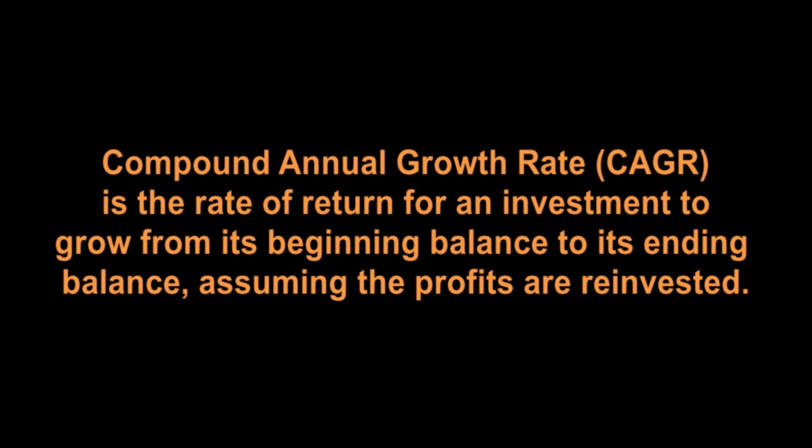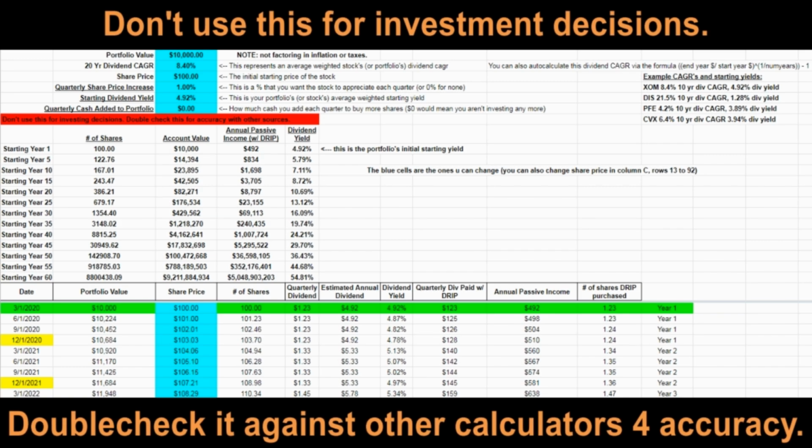So compound annual growth rate, or CAGR, is the rate of return for an investment to grow from its beginning balance to its ending balance, assuming the profits are reinvested at the end of the year. That being said, dividends are actually paid out quarterly, generally speaking, so I created my model to reflect that, which you could actually call a compound quarterly growth rate, but that's a nuance that doesn't really matter too much for this example video.